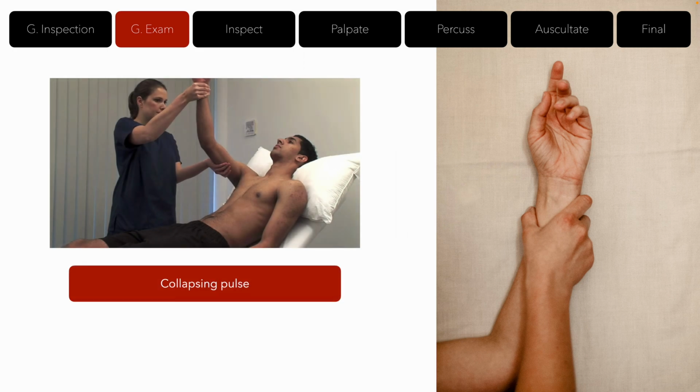And then on the other side here, what we have is collapsing pulse. Always say to the patient, any pain in your shoulder? Okay, I'm going to elevate your arm quite swiftly. Are you okay with that? 3, 2, 1. Here we go.